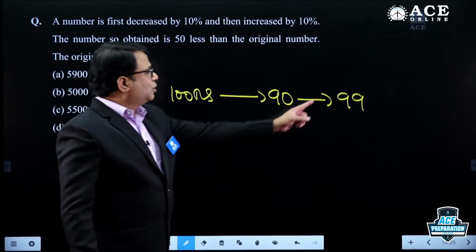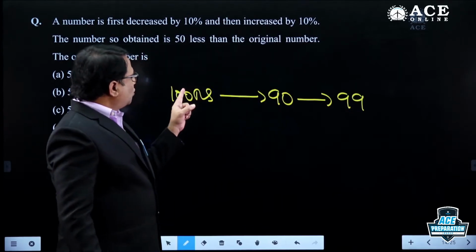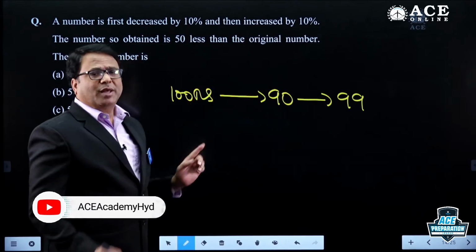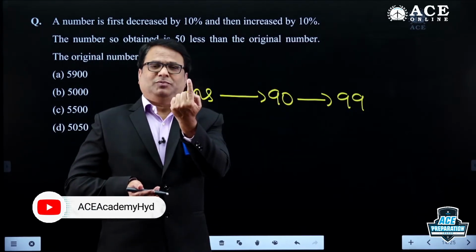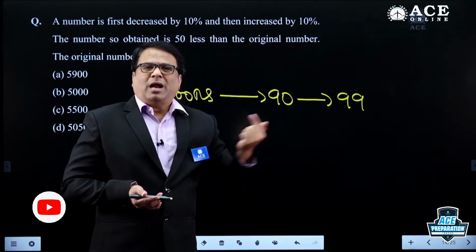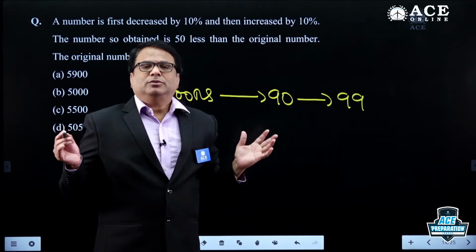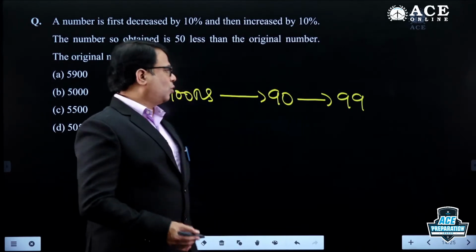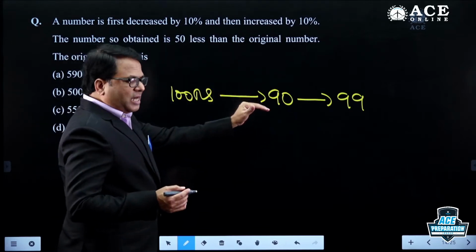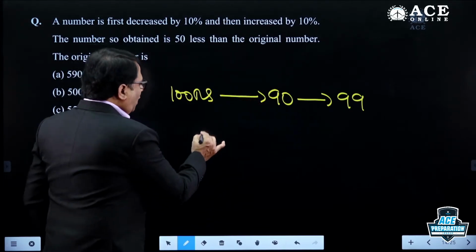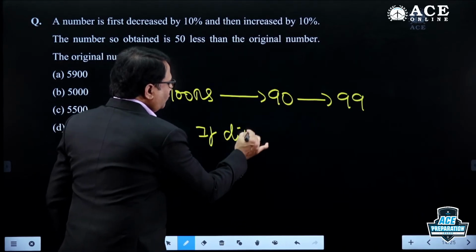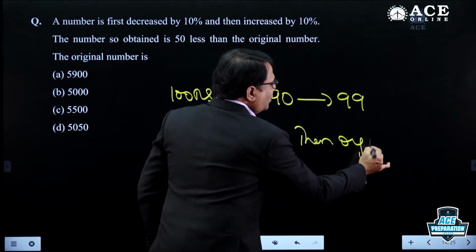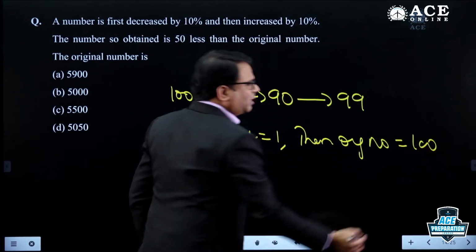Now you can see the new number is less than the original number. The new number is less than the original number by how much? By 1. The new number is 99 and original number is 100, and the new number is 1 less than the original number. Okay, so now we relate this data to the original data given. If difference is 1, then what is the original number? Then original number is 100.